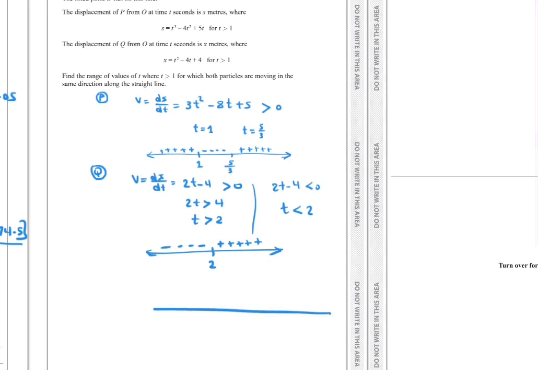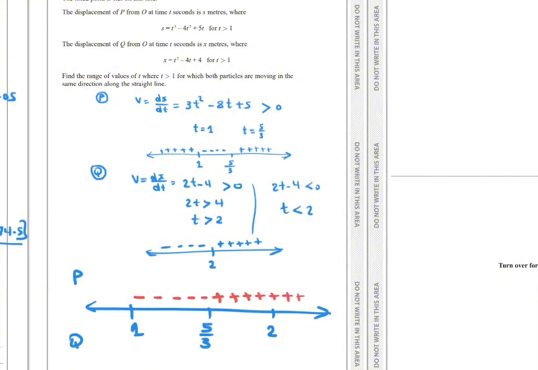So when the two particles have the same sign, by comparing the two number lines, you can draw this number line. We have 1, 5 over 3, and 2. We can put the sign of P above the line and the sign of Q below the line. For P, it is positive if more than 5 over 3, and it is negative between 1 and 5 over 3.